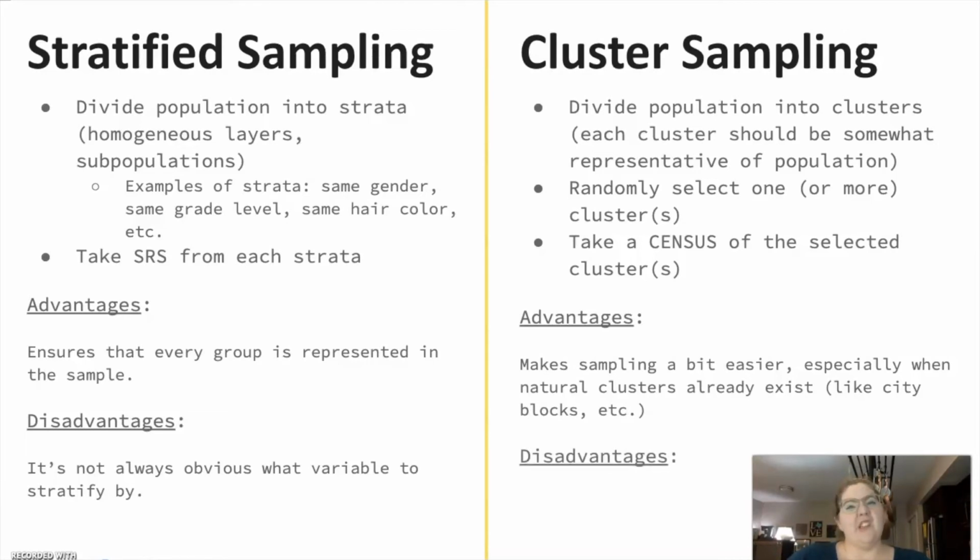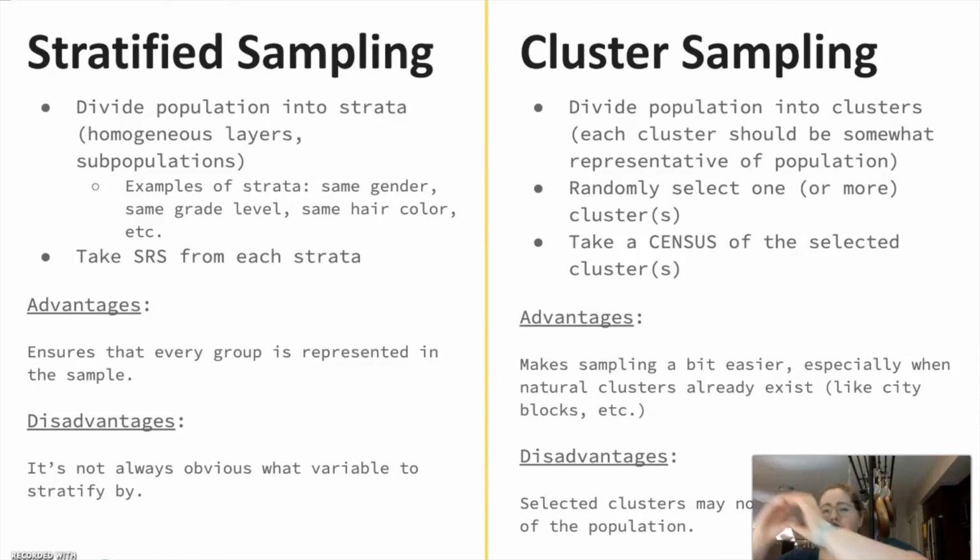Now, some disadvantages, and you may have thought of this, right? Our selected clusters may not be representative of the population. So again, cluster sampling works best when we have clusters that are in and of themselves representative of the population. And it's not always easy to do. It's not always the natural clusters that exist. In your random rectangles lab or activity, you may have seen that some of the clusters were not super representative of the whole group. There were a couple clusters that had a whole bunch of small rectangles and maybe only 1 or 2 big ones.